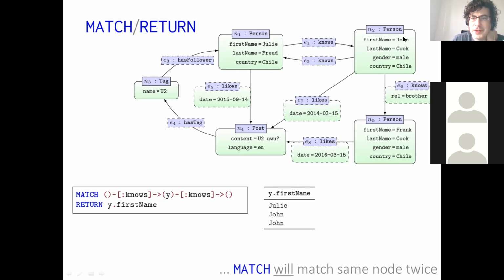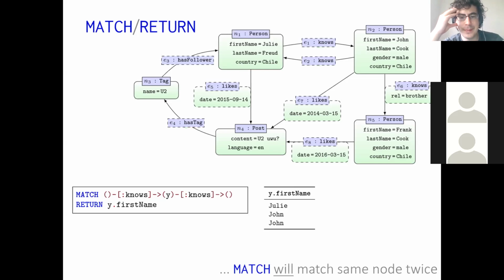As to why we have John twice, we spoke about Julie, John, Frank as being one match. There's also Julie, John, Julie. So we can have John twice for that reason. Is that clear? Make sense? So we can match the same node twice, but we can't match the same edge twice for a single solution.